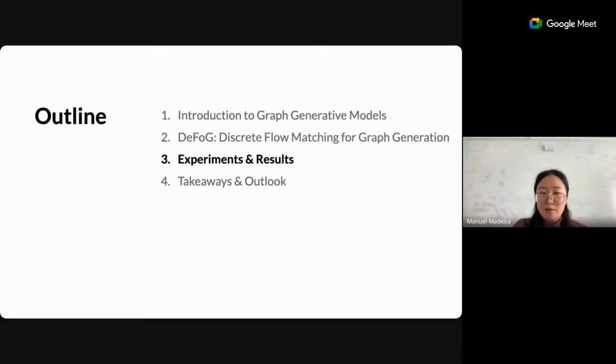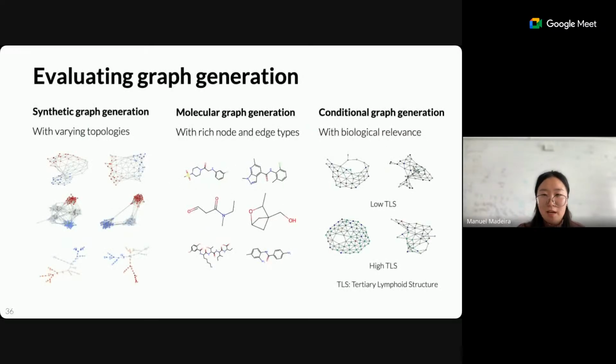So with all those improvements in place, let's take a closer look at how DeFog actually performs in our experiments. To have a comprehensive evaluation, we consider three types of tasks. The first task is standard graph generation, and we consider three types of graph datasets with different topologies, for example, planar graphs. As we have seen before, this type of graph does not have crossings inside. The second graph dataset mimics the clustering behavior of nodes, and the third is tree graphs.